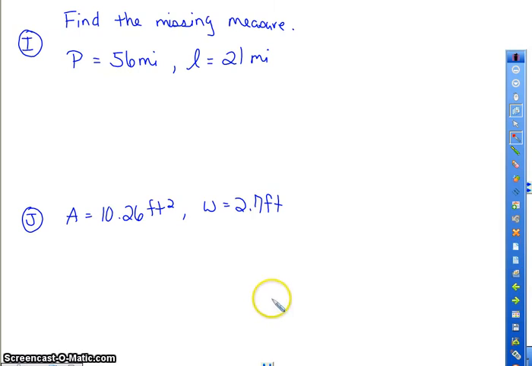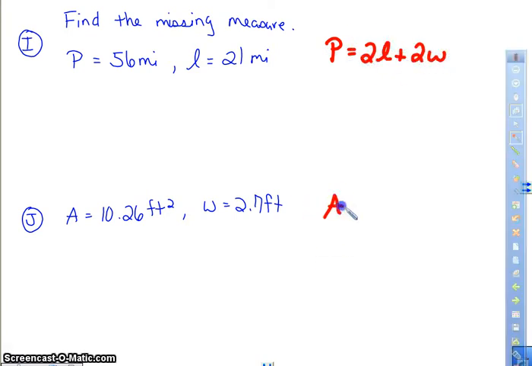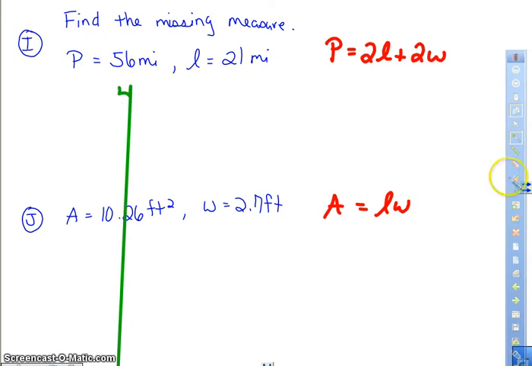Okay, we're going to find the missing measure. So for these, the P represents my perimeter, 2 times the length plus 2 times the width. And the A represents area, length times width. So I'm going to plug in what I know to my problem. So I know my perimeter is 56, so I have 56.